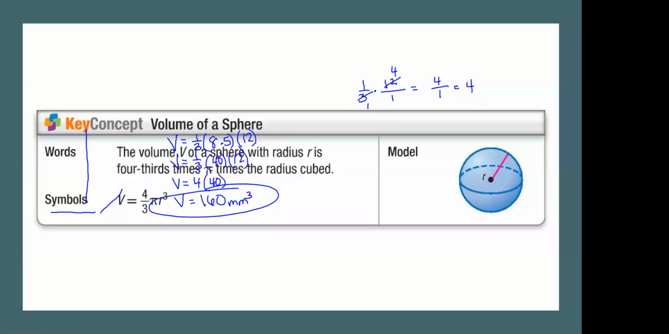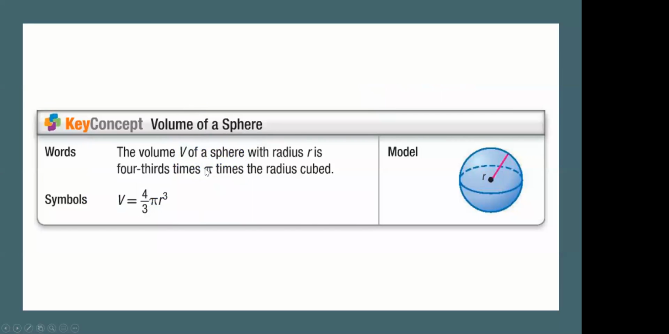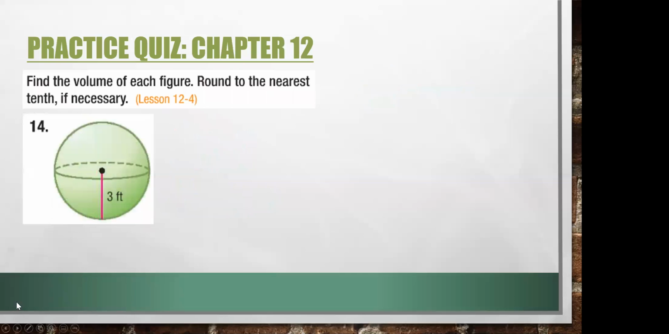All right, next problem talks about volume of a sphere. So the volume of a sphere is 4/3 times pi times the radius cubed, okay? All right, so let's look at this sphere. Remember, the formula is 4/3 times pi times the radius cubed, okay? So we have 4/3 times pi, the radius is 3.